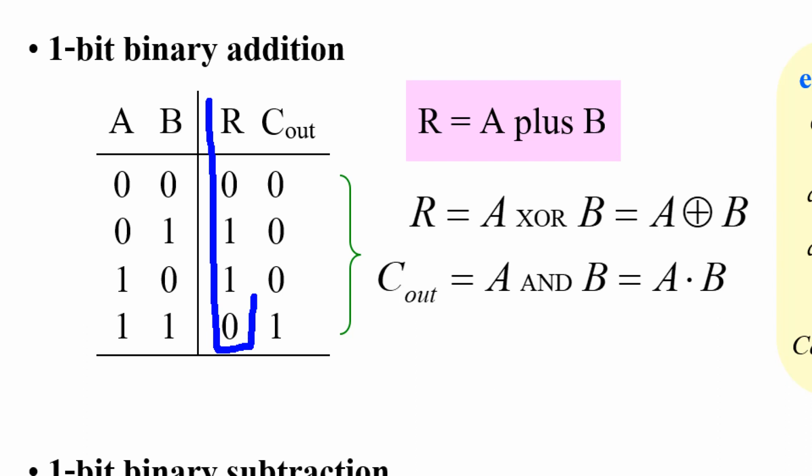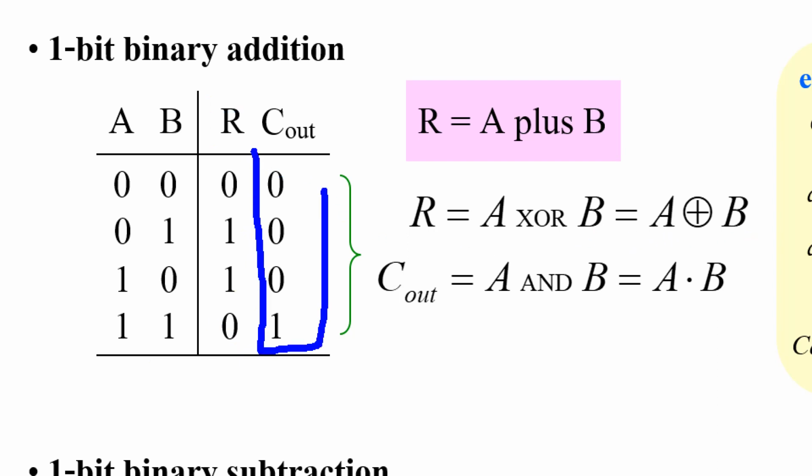If you observe this result 0, 1, 1, 0 related to input A and B, it is the XOR function, right? So you can write R as A XOR B. How about carry out? It's 1 when A and B are 1, 1, right? So it's AND, right? Carry out is A and B. So now you can design 1-bit binary addition by using this.